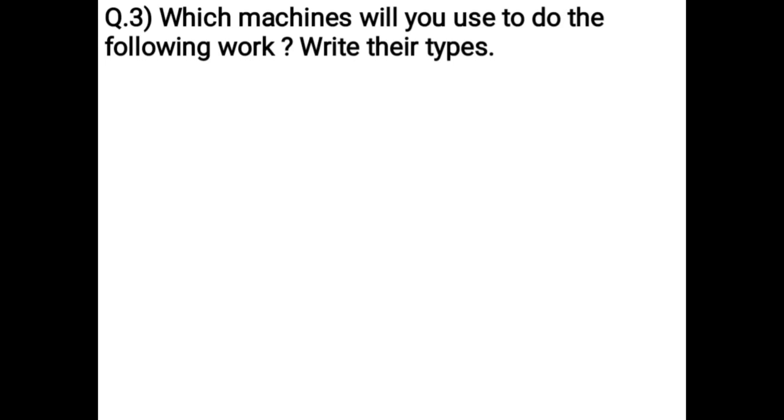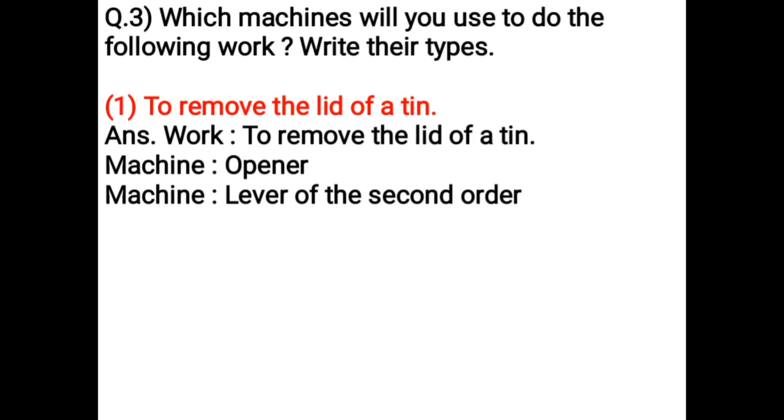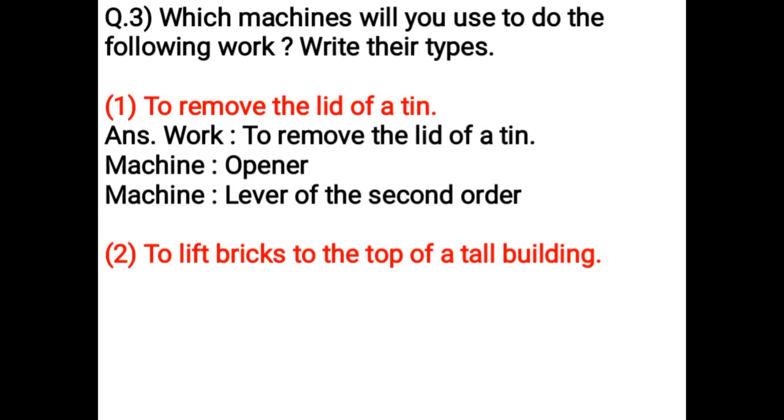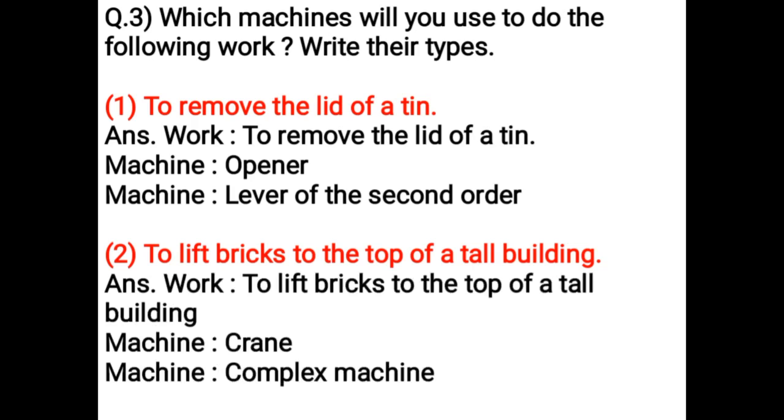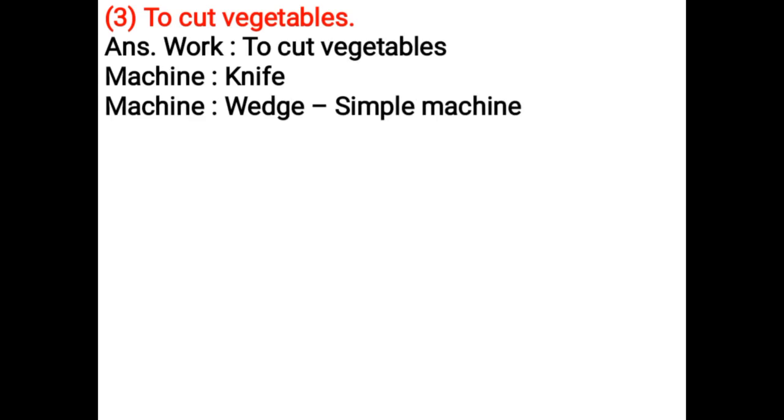Which machines will you use to do the following work? Write their types. Work: to remove the lid of a tin. Machine: opener, a lever of the second order. Work: to lift bricks to the top of a tall building. Machine: crane, a complex machine. Work: to cut vegetables. Machine: knife, a wedge, a simple machine.